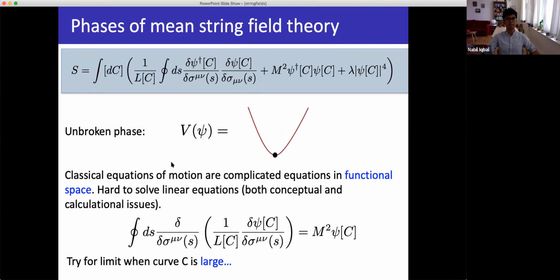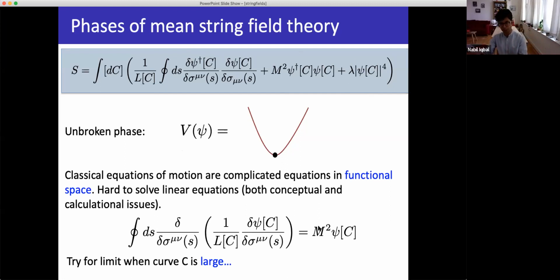So first of all, we can have an unbroken phase. In the unbroken phase, m squared is positive, very positive. So my potential has a single unique minimum. It looks like this. Now in that case, what you're tempted to do is ignore the interaction terms for a second and just think about the quadratic part. There are some classical equations that come out from this. They look like this.